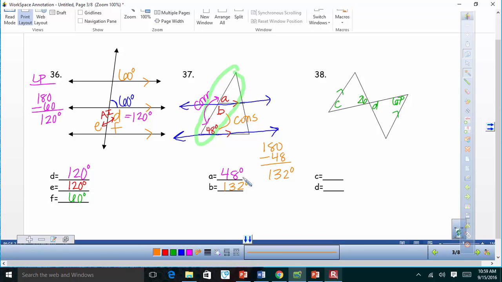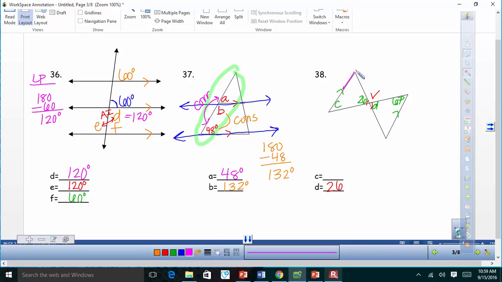Okay? And then 38. What is the easiest angle to see first? Okay, 26 and D. Why? What type angles are those? They're vertical. Okay? So vertical means congruent, so D is 26. Now, the other ones are a little bit harder to see. Some people struggle with them.